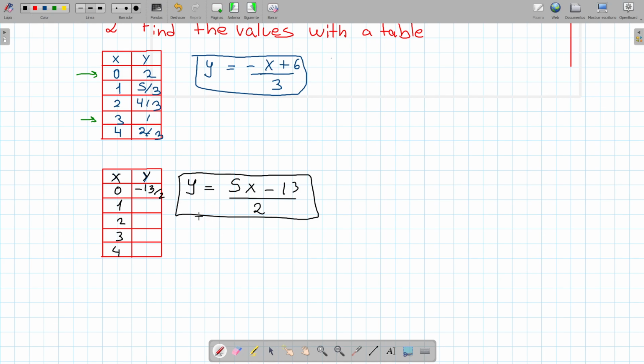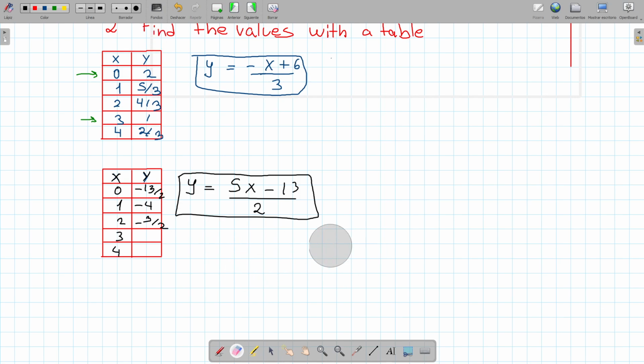The next point I will have is when I replace the value of 1 here. 5 times 1 minus 13 divided by 2. 5 times 1 is just 5, minus 13 is minus 8, divided by 2 is minus 4. Minus 4 here. Let's keep moving with the values. If I replace the number 2, 5 times 2 is just 10, minus 13 over 2. I do have minus 3 over 2. Again, it's not a very comfortable value to work with.